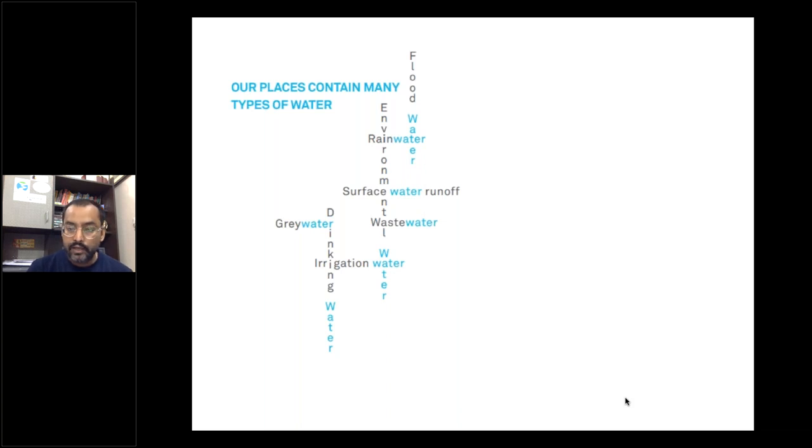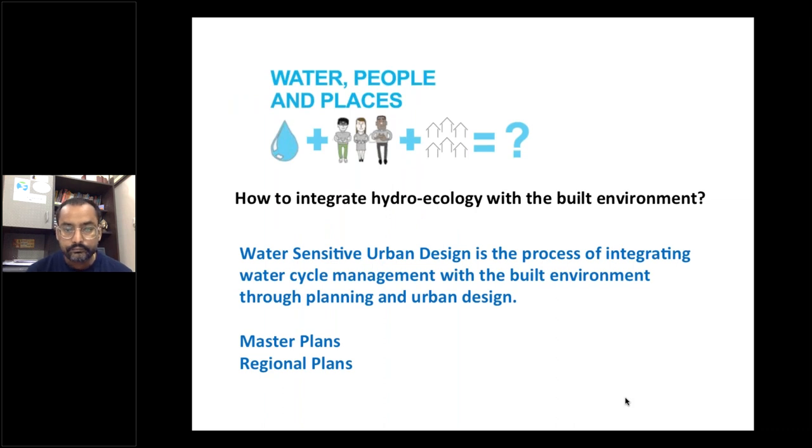But one unifying thing is that they are part of the hydrological cycle, they are part of hydroecology. As an environmental scientist, I don't see water in isolation from the ecological system, the hydroecological system. Even though we have differentiated water into different quality types, they are all defined by their differential services. So how do you integrate the hydroecology with the built environment? It is through water sensitive urban design.